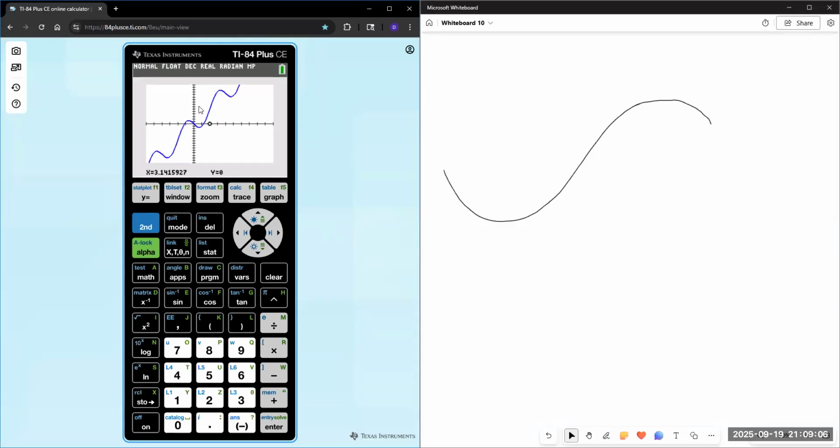So this little piece right here that's going down, up, down, that's the piece of the graph that I'm interested in. But it's got that little thing where it's adding x to it, so that's why it looks like it's based off of this line here.